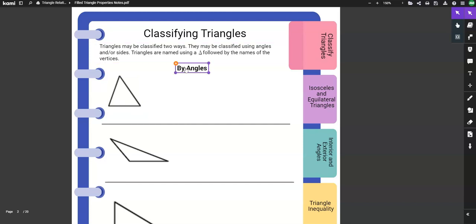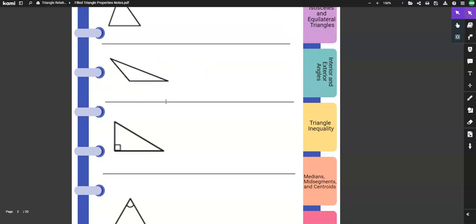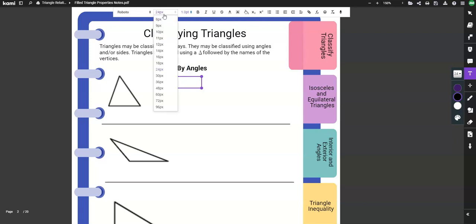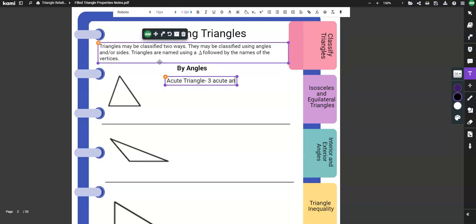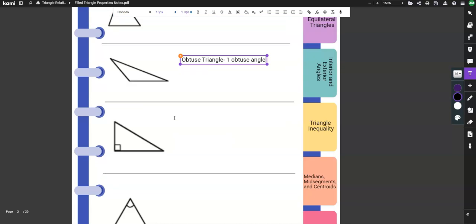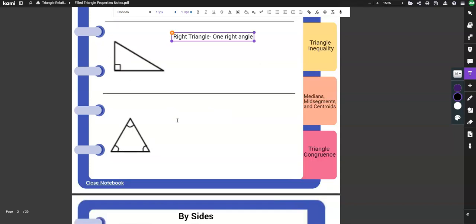So let's look at our triangles by angle. Now we are going to look here, and we see that this triangle has only acute angles, so we call it an acute triangle. 3 acute angles. Our second kind of triangle by angle is obtuse triangle, and it has one obtuse angle. Our third kind of triangle is a right triangle, and that has one right angle. And finally, for angles, we have a triangle where all three angles are the same, and we'll call that equiangular.